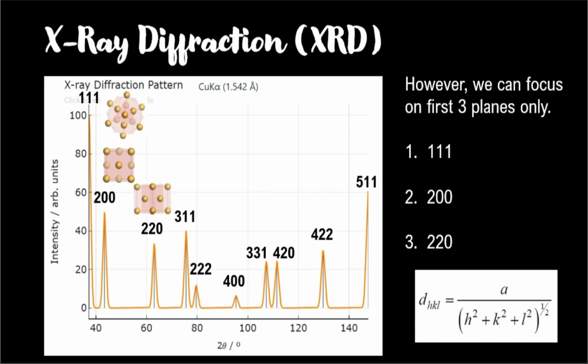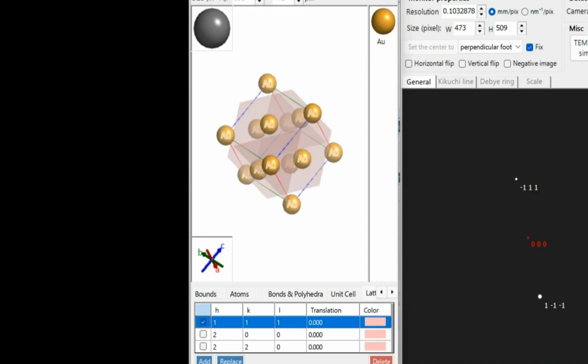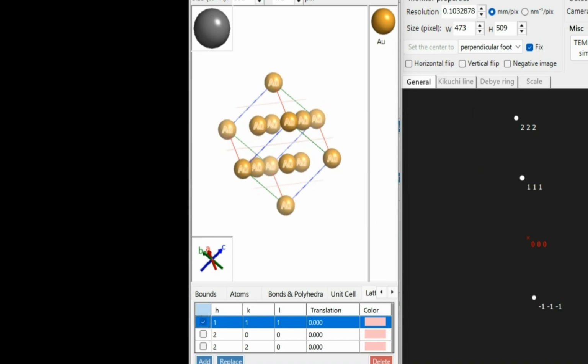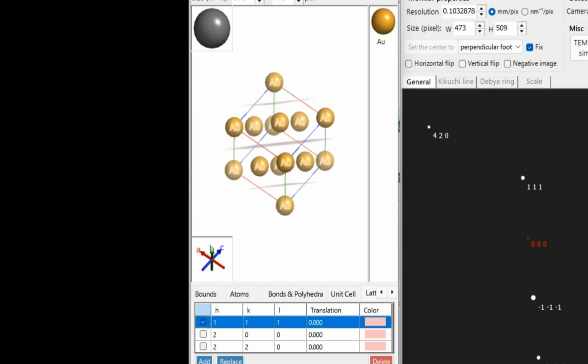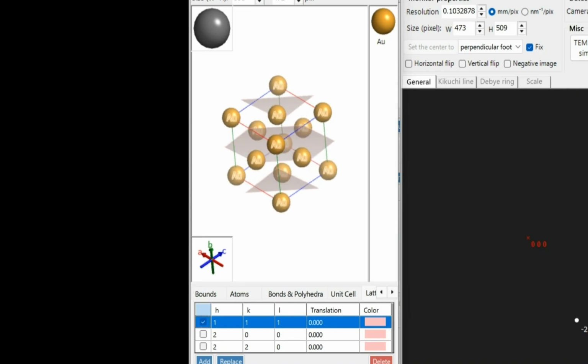For example, here we can see the plane. I've added these three planes so we can see clearly how the planes look. So the D in the formula is the distance between these two planes. And A is the lattice constant, which is the distance between this atom and this atom. It's also the length of this cube.